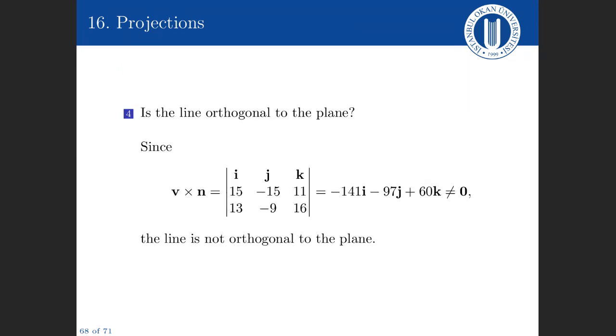Is the line orthogonal to the plane? To answer this, we calculate the cross product of V and N, and you can check that we get minus 141i minus 97j plus 6k, which is not a zero vector. So the line is not orthogonal to the plane.